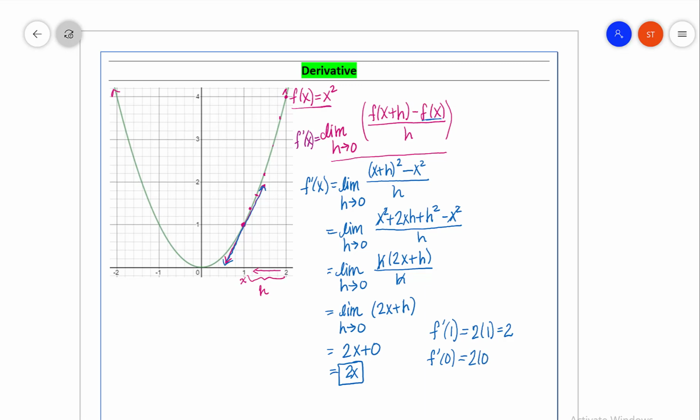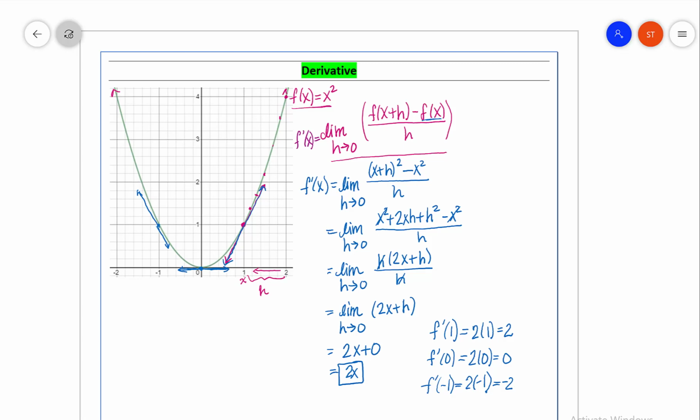If we find f prime of 0, so the derivative of f at 0, we're plugging in 0 for x. 2 times 0 is 0. Well, what we just found is the slope of the tangent line at x equals 0. If I draw the tangent line, do you see how that has a slope of 0? It's because it's a horizontal line. Another one, if we find f prime of negative 1, I'm plugging in negative 1 for x, then we get negative 2. And what does that mean with the graph? If we go to negative 1 for x, draw a tangent line, you can see that the slope is negative, and it's actually negative 2. So when we're finding the derivative, we can find the slope of any tangent line just by plugging in whatever number you want for x to find the slope at that x value.